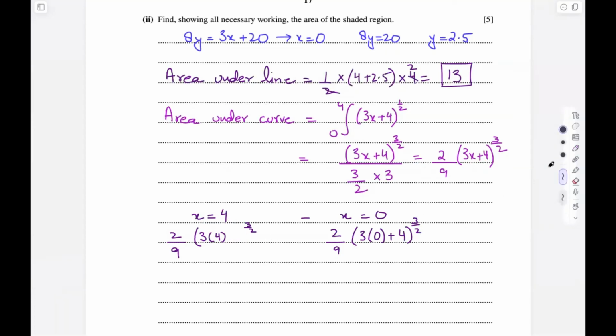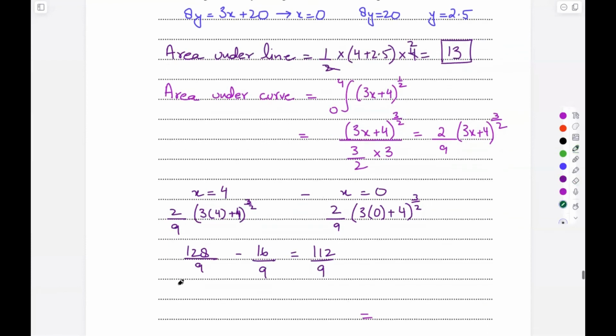So the square root of 16 is 4, and 4 cubed will become 64. So 64 into 2 will become 128 upon 9, minus 4 to the power 3 upon 2, which is 8. 8 times 2 is 16, so that will become 16 upon 9. Subtracting these two, we'll get 112 upon 9. So we now have the area under the curve as well.